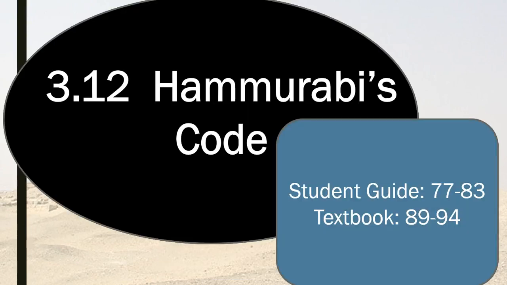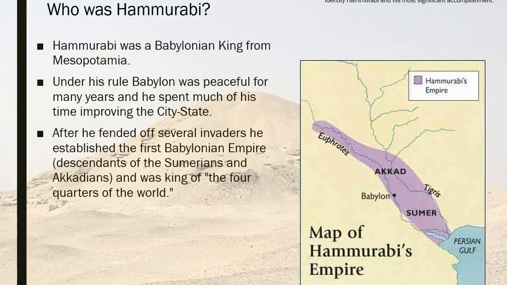Now 3.12 is regarding Hammurabi's code. We're going to talk about a guy that came on the scene at this time after the Empire of Sargon fell, and his name is Hammurabi. Now Hammurabi was from Babylon, and he was a Babylonian king.